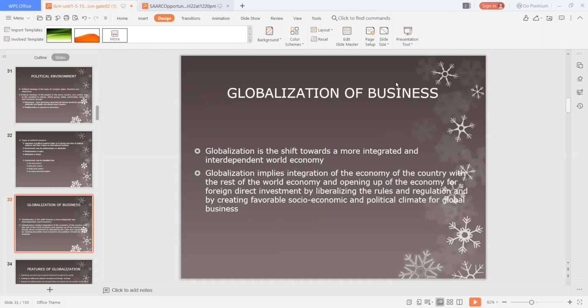Globalization is the shift towards a more integrated and interdependent world economy. Globalization implies integration of the economy of the country with the rest of the world economy and opening up of the economy for direct investment by liberalizing the rules and regulations and by creating a favorable socio-economic and political climate for business.